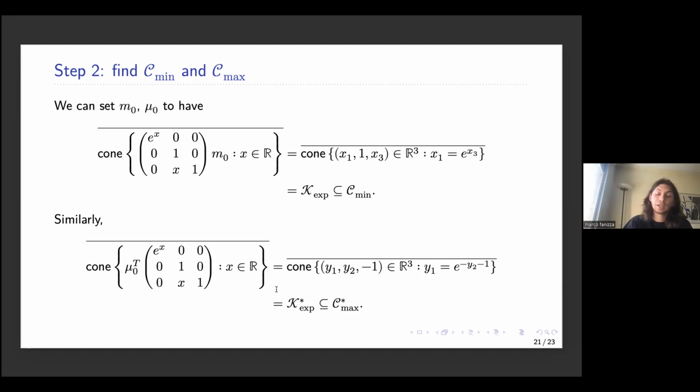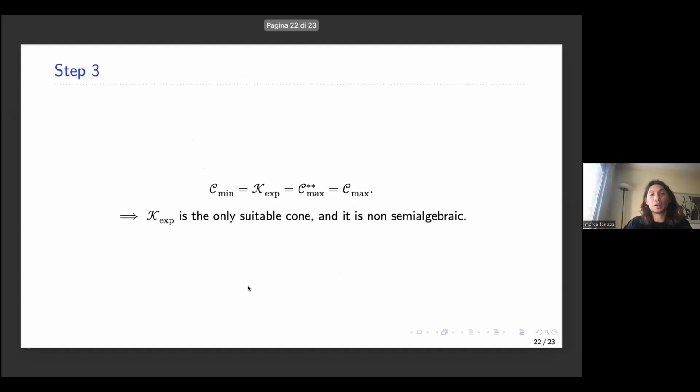And so this basically finishes our proof, because now we have that C min is equal to C max, and they're both equal to the exponential cone, which is the only suitable cone, and it is not semi-algebraic. And so there is no quantum model.